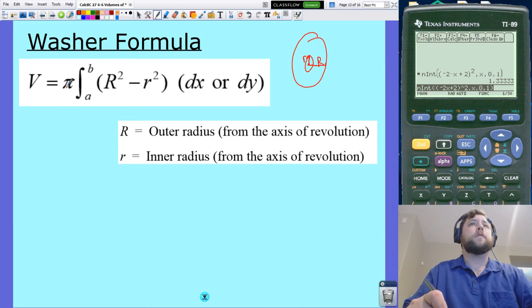So the formula for the volume is pi times the integral from a to b of big R squared minus little r squared, where big R is your outer radius and little r is your inner radius. So it's outer minus inner. And dx or dy just depends on which axis you're revolving around.